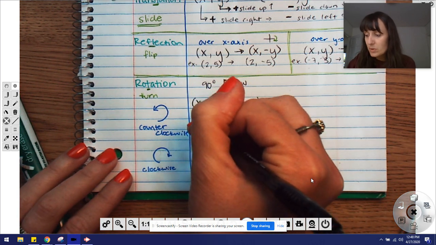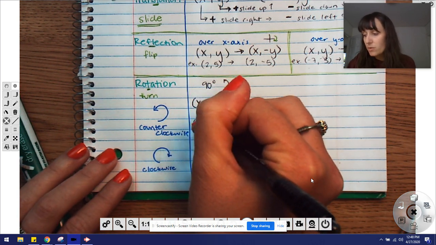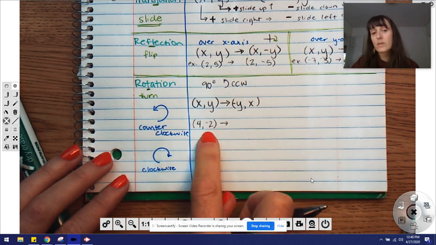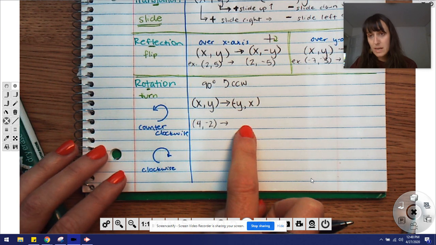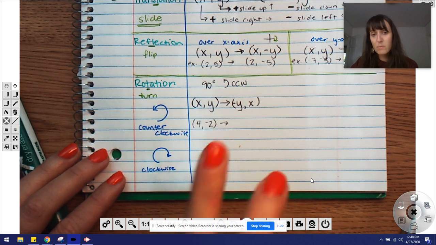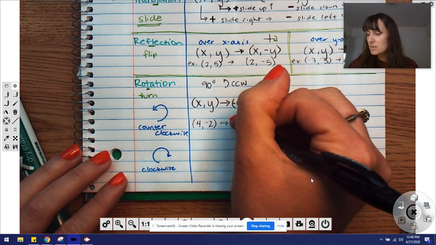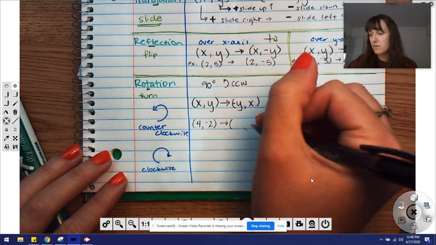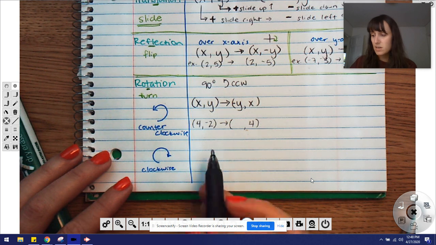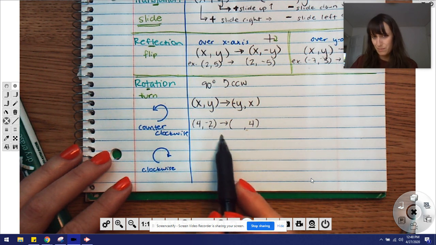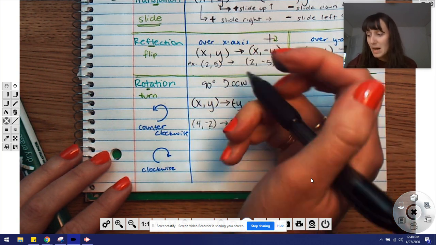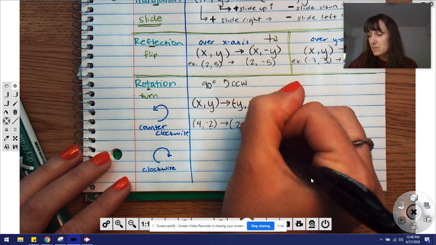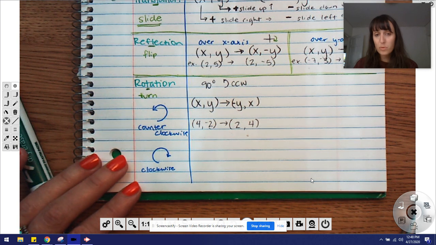So for example, if I had a point (4, -2), and I want to know what my image looks like, my x and my y values need to switch spots. So the 4 used to be an x, now it becomes the second value. The -2 used to be a y, now it goes in front, but it also becomes opposite. So this becomes (2, 4).